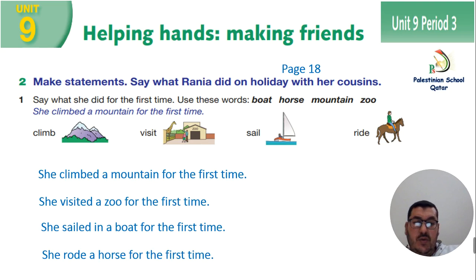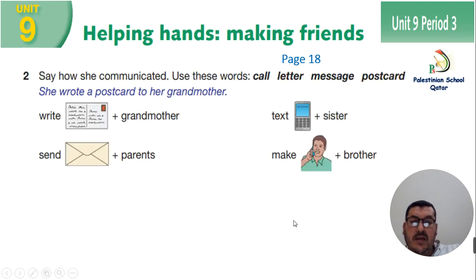Okay, just one minute, everybody. If we want to put the indirect object first, we can say she sailed a boat for the first time. So we put the indirect object first and we remove "to" and "for". Now we come to the next exercise.